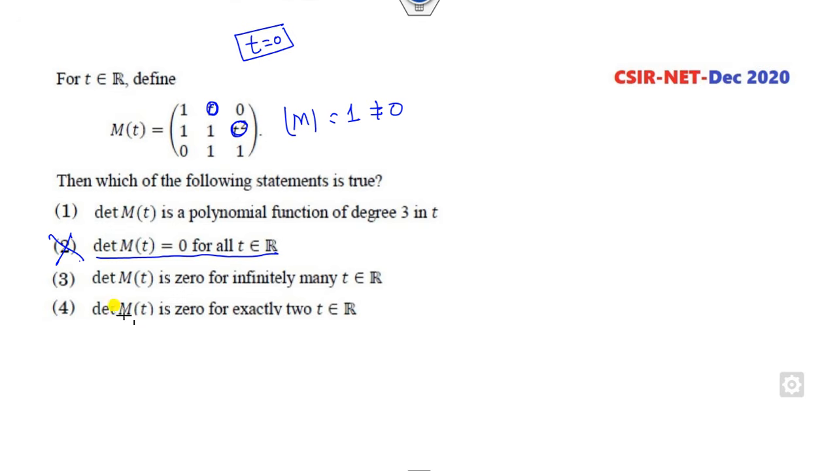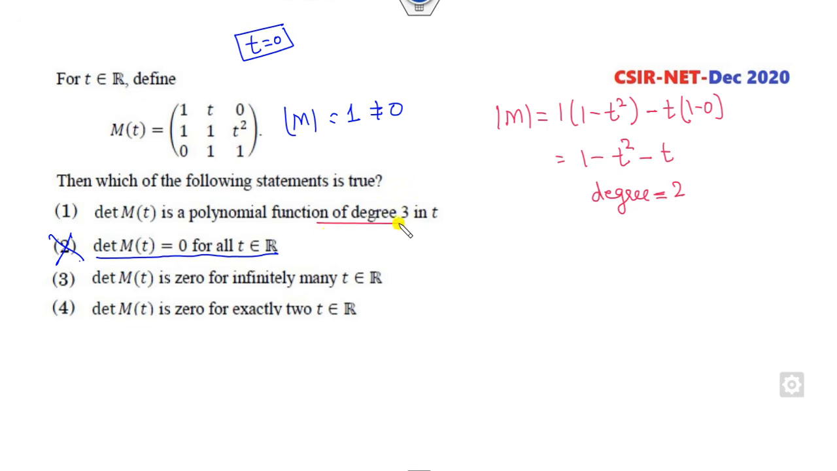Fine. Now look at that. Determinant is 0 for infinitely many t, exactly 2, polynomial of degree 3. So I can expand it. What is that? 1 minus t square minus t times 1 minus 0. So 1 minus t square minus t. What is the degree of this polynomial? Degree is 2, but the option said degree 3, so it cancels out.